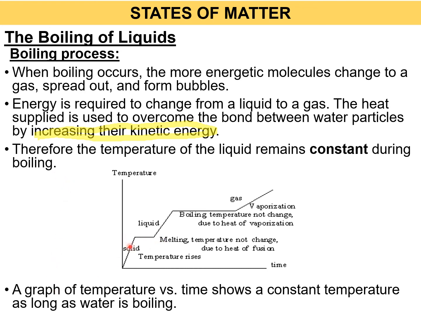And this is a graph that shows temperature versus time, showing a constant temperature as long as the water is boiling. If you look over time, when it reaches the boiling point, it will stay constant. Because the boiling temperature will not change at all, unless everything has turned into vapor.